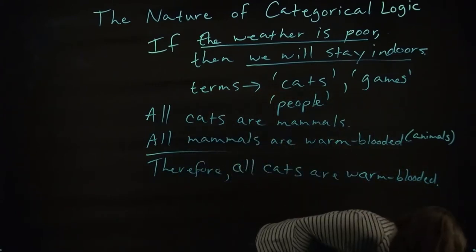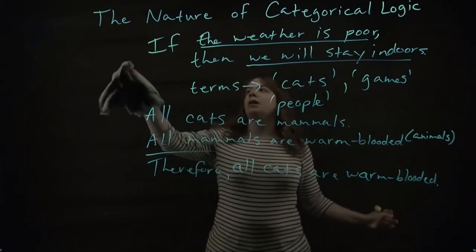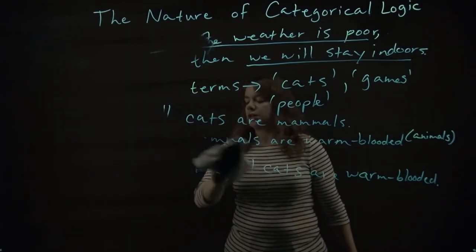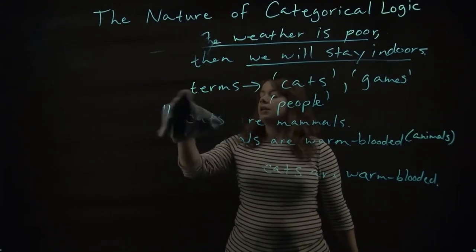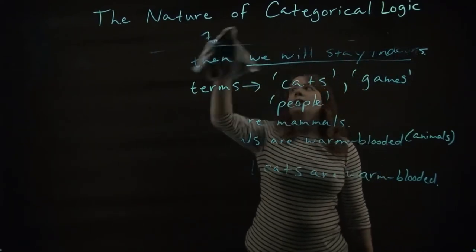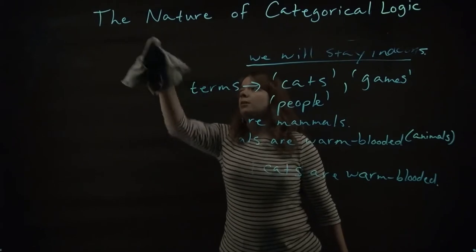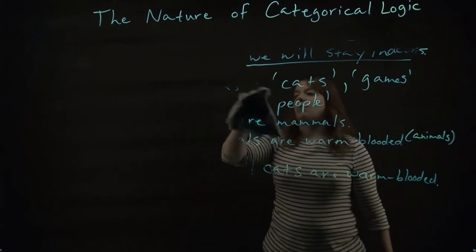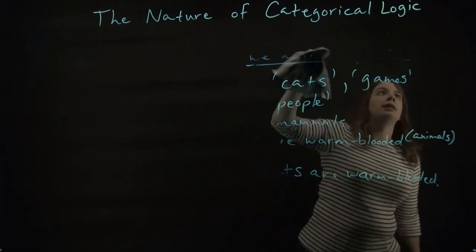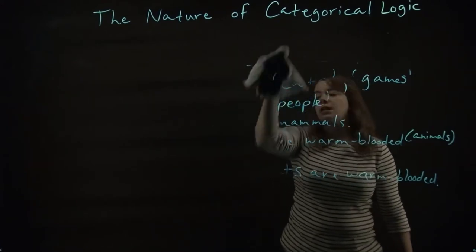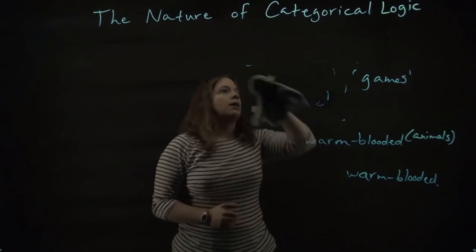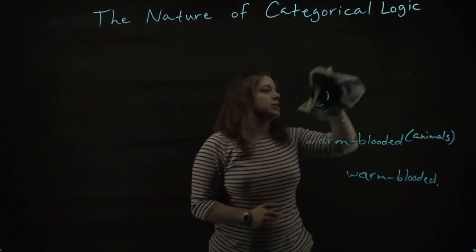So that's why we have categorical logic here. With categorical logic, we are determining and analyzing the relationship among classes of things, essentially. So in this video, we're going to just talk about the basics of a categorical statement. Next week, we will actually get into the argument analysis of categorical arguments. Okay. All right. So let's set out a few definitions here.